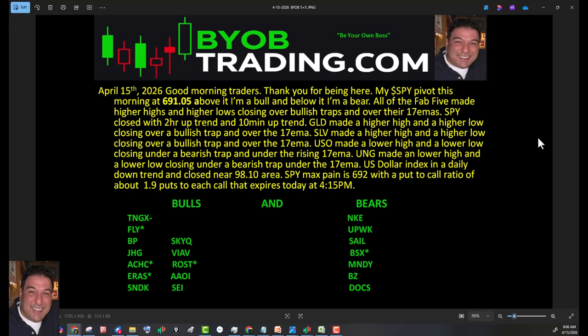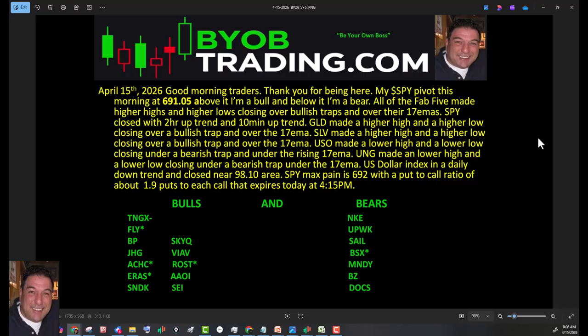Gold made a higher high and a higher low, closing over a bullish trap over the 17. Silver did the same thing. USO, lower high, lower low, closing under a bearish trap under the 17. UNG never fails to disappoint us. Made a lower high and a lower low, closing under a bearish trap and under the 17. US dollar index in a daily downtrend and closed near the 98.10 area.